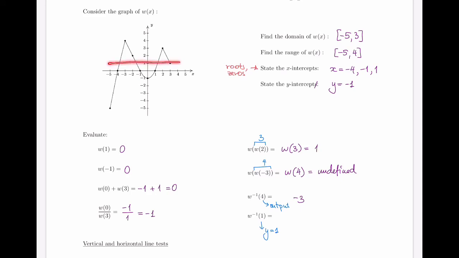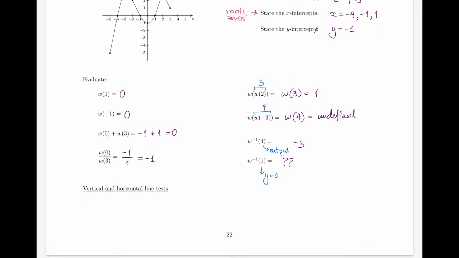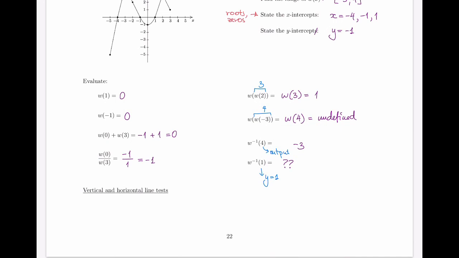Well, when y is equal to 1, I have quite a few points that actually match this condition. So which one do I pick? Right? And that is the problem here. If I cannot pick one, if it's not unique, then that inverse is also not well defined. Which brings us to the discussion of the vertical and horizontal line tests.